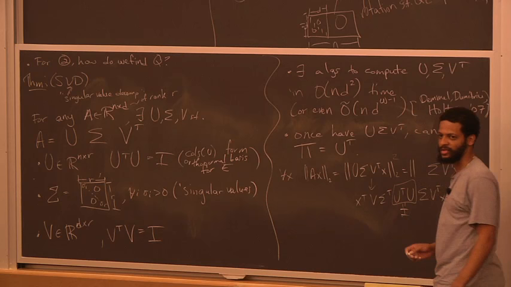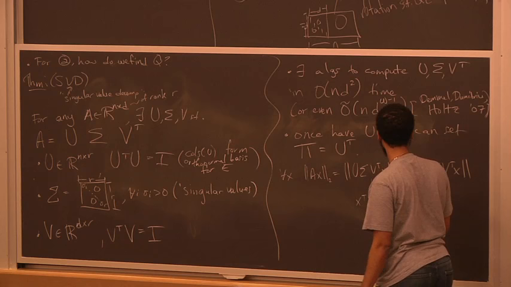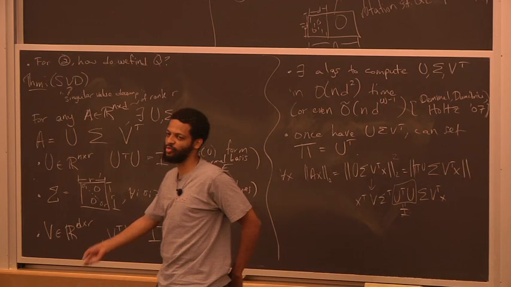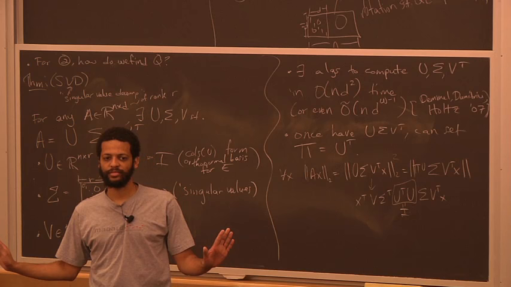So you can just set pi to be U transpose. So this becomes pi U, and pi U is the identity. And pi has r rows, where r is the rank of A. I'm just assuming that A has full column rank. Okay, questions? You look like you have a question. No? Oh, okay, thinking, pondering.